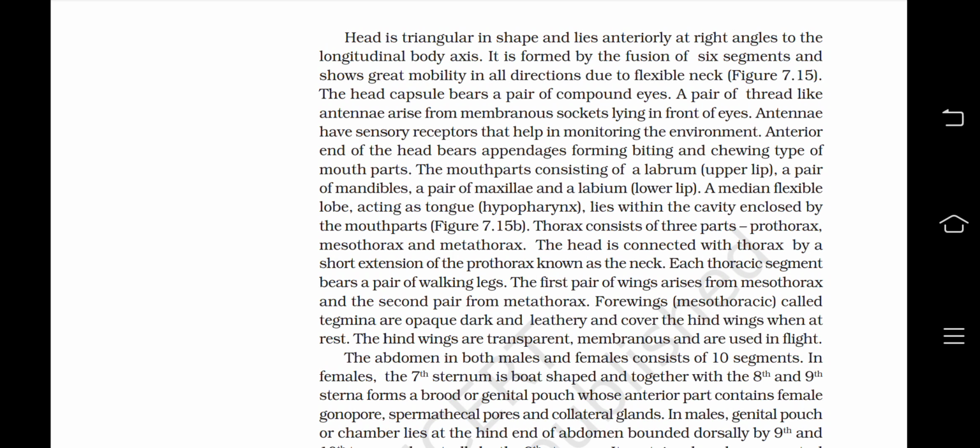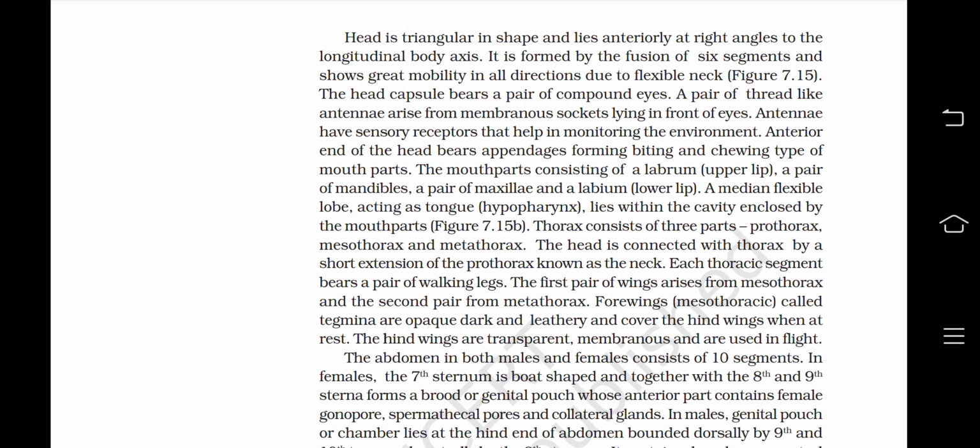Thorax consists of three parts: prothorax, mesothorax, and metathorax. The head is connected with the thorax by a short extension of the prothorax known as the neck. Each thoracic segment bears a pair of walking legs. The first pair of wings arises from the mesothorax and the second pair from the metathorax.